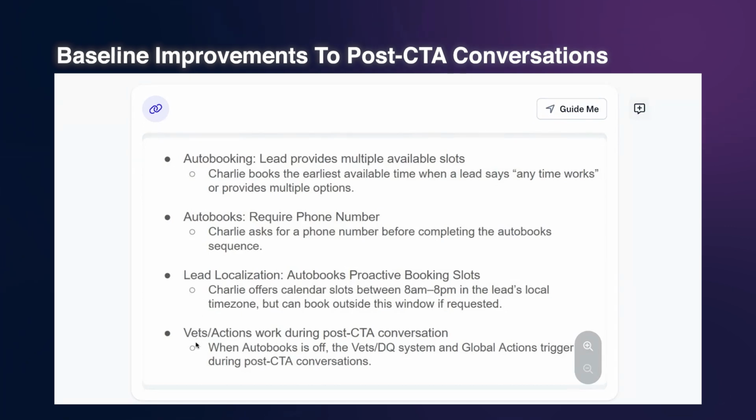And then the fourth one is vets and action conditions work post CTA. When auto booking is off, the vets and DQ system and global actions trigger during post CTA conversations. What this means is that if I set a global condition for the AI to DQ a lead inside of my use case, even after the lead has been booked, if they say something that warrants that they should be disqualified, Charlie will disqualify that lead and trigger whatever DQ actions you have tied to it.